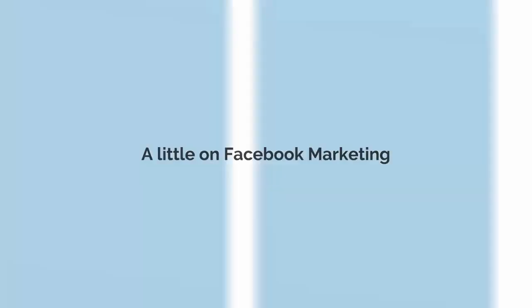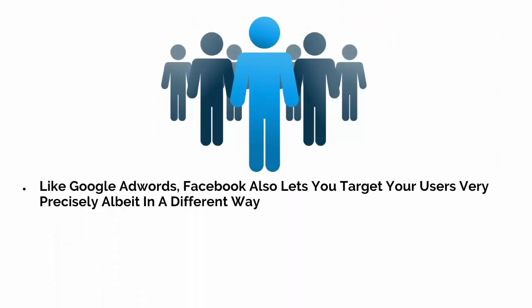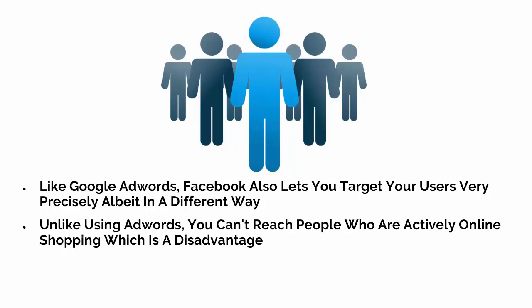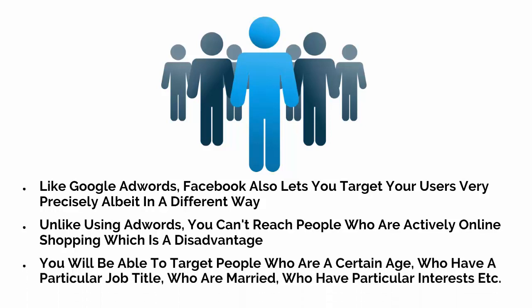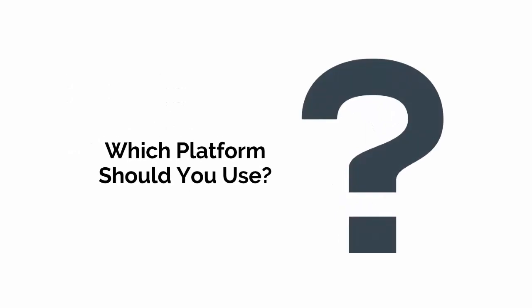Then again though, Facebook marketing gives you a lot of advantages that you only get from using a big platform with lots of powerful tools. You get highly advanced tracking and statistics that let you see a graph showing your clicks, your likes, your conversions, and so on for a particular ad. Like Google AdWords, Facebook also lets you target your users very precisely, albeit in a different way. Unlike using AdWords, you can't reach people who are actively shopping online, which is a disadvantage. On the other hand though, you will be able to target people who are a certain age, who have a particular job title, who are married, who have particular interests, etc., etc.